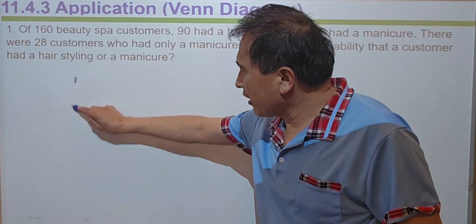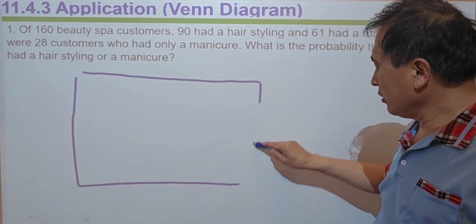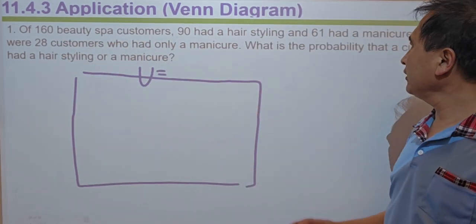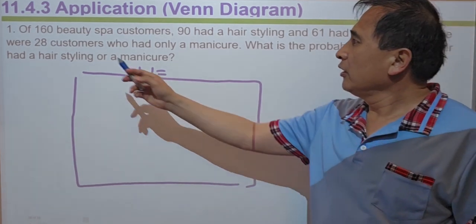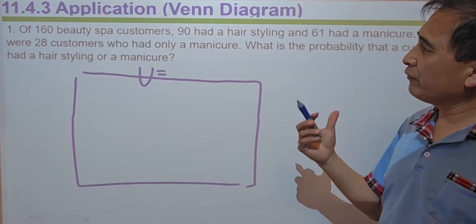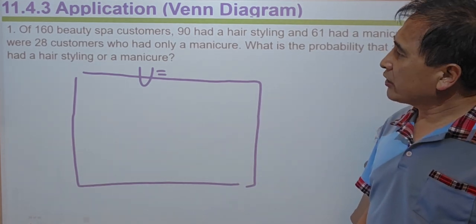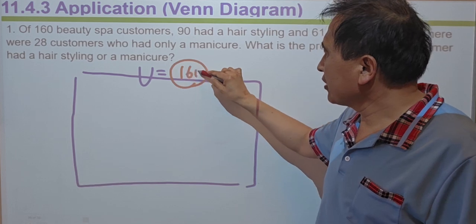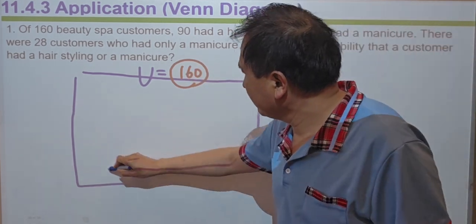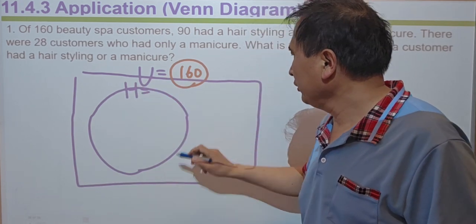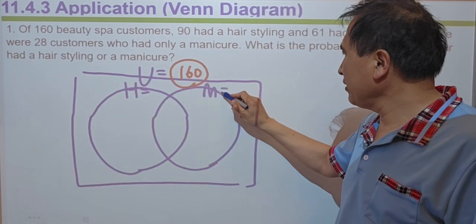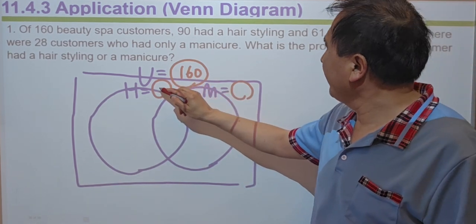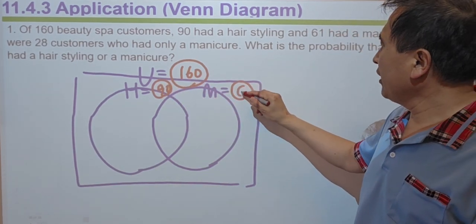Sometimes a Venn diagram is very convenient. So here, let's say U is a total of 160 beauty spa customers, and 90 had a hairstyle, and 61 had a manicure. And there were 28 customers who had only a manicure. We want to find the probability. Let's write the total here, 160 customers. Among those, hair styling and manicure. The total for hairstyle, 90, goes here, and the total for manicure, 61, goes here.